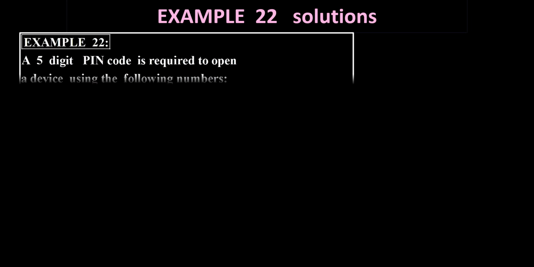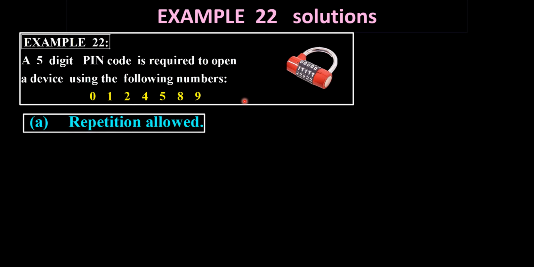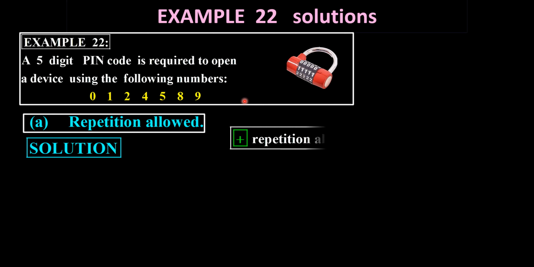Now let's look at the solution, and let's look at the first one. We want a 5-digit PIN code, and it needs to be developed using those numbers there. So there's our code, and we want to crack that code. So let's see how many options do we have. First of all, they say repetition is allowed. Okay, so repetition is allowed means I can have an example here, 1 1 1 1 1, as they have there. See, that's a nice example. Repetition is allowed.